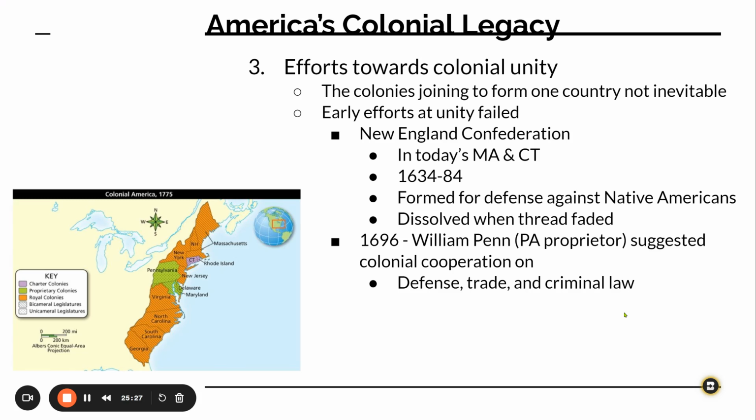And also, he wanted cooperation on criminal law, because you need to think about these as all separate entities. Their relationship is not defined to each other. It's defined to the government in Britain across the Atlantic Ocean. So you can imagine if somebody commits a crime in Connecticut and skates across the corner of Massachusetts into New York, there's no really set way for law enforcement officials in Connecticut to get New York to send that suspect back to Connecticut to be charged and tried.